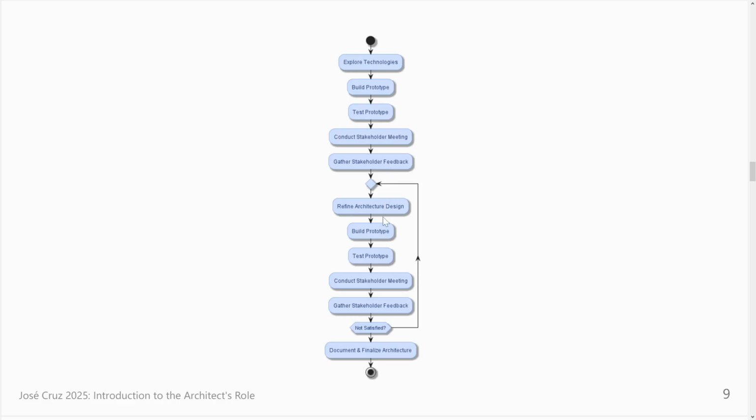If it's not, refine the architecture design, build the prototype again, and if it does not satisfy the stakeholders, okay, let's do it again until we reach a point. Usually these take maybe 2-3 iterations, no more than that. If it's more than that, I think you are losing time.